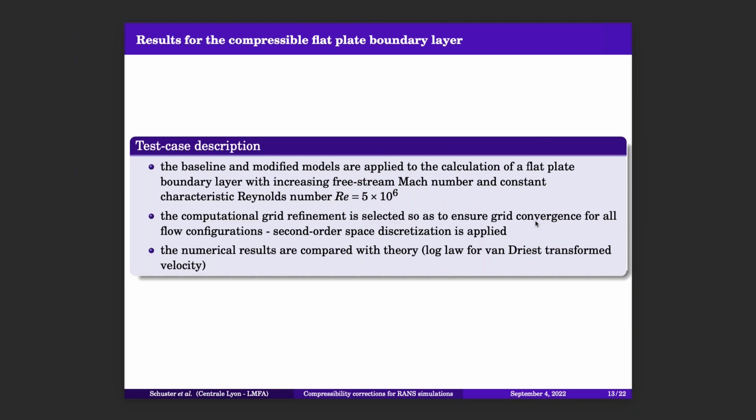And we are just going to present some results obtained for the compressible flat plate boundary layer. It's a boundary layer at characteristic Reynolds number 5 million. The computational refinement is such that you ensure grid convergence for all flow configurations, with second order space discretization. And we will mostly compare the results with the theory, and in particular the log law with, of course, the boundary layer transformed velocity. Next slide, please.